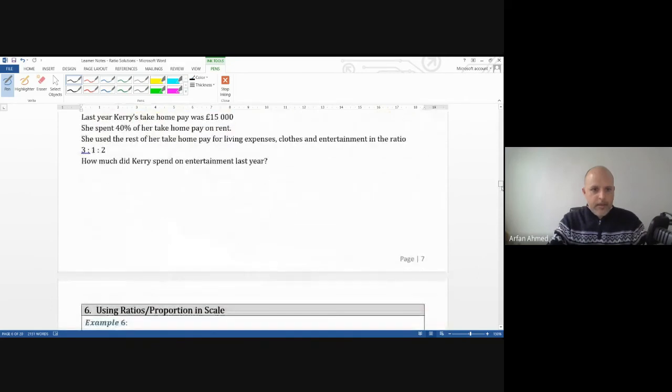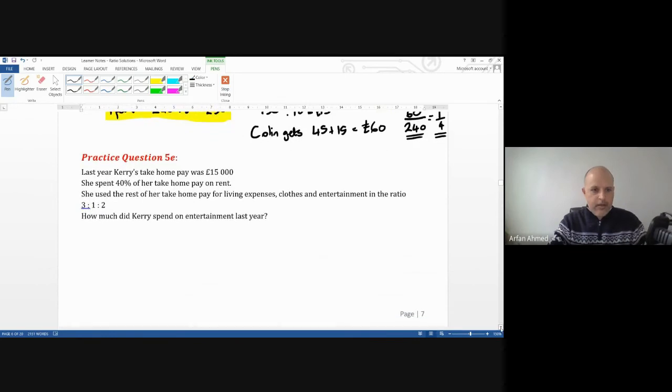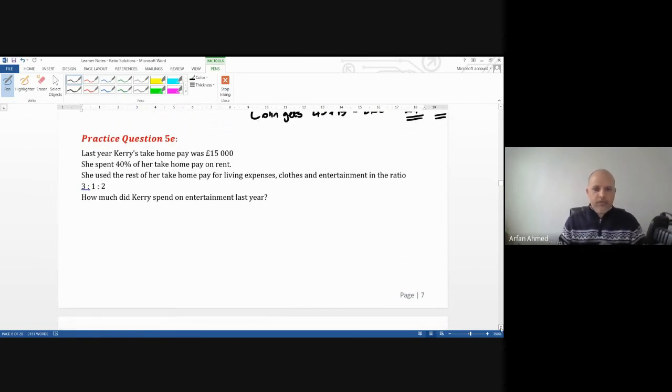Yeah, next one. Practice question 5E. Last year, Kerry's take-home pay was £15,000. She spent 40% of her take-home pay on rent. She used the rest of her take-home pay for living expenses, clothes, and entertainment in the ratio of 3 to 1 to 2. How much did Kerry spend on entertainment last year?